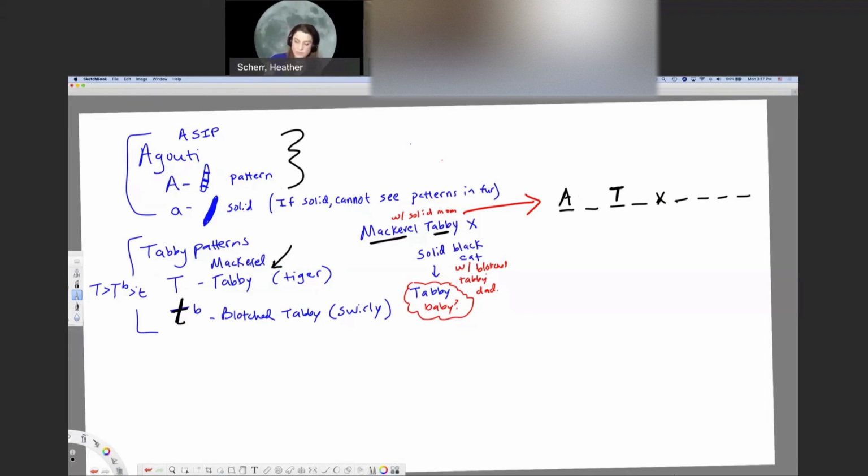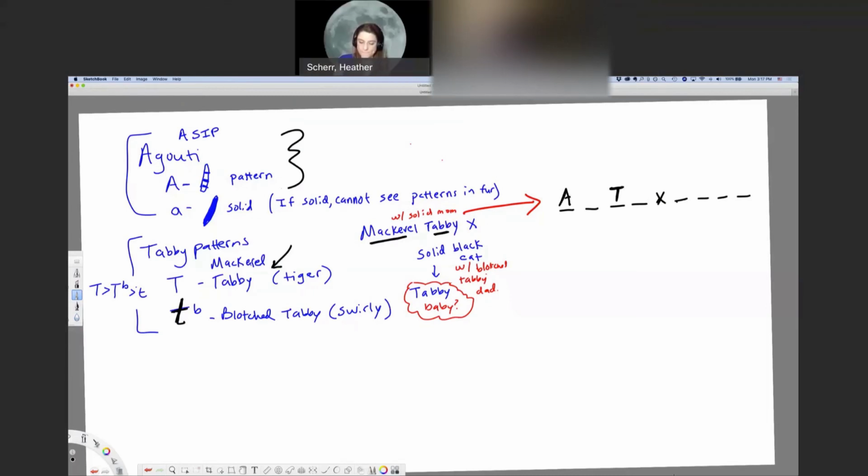Now, Christina, you said something about a little a coming in. Where are you deriving that from? So the solid mom gives you a clue about that. If you had a solid mom cat, you know that she was little a. Which means that the mackerel tabby must be heterozygous for that. And I did this wrong. This should be recessive. Yeah, there we go.